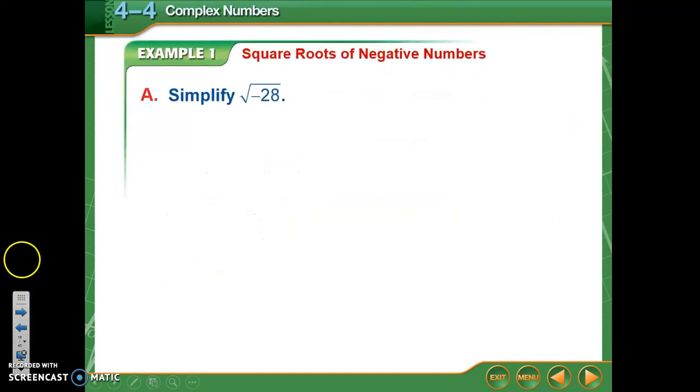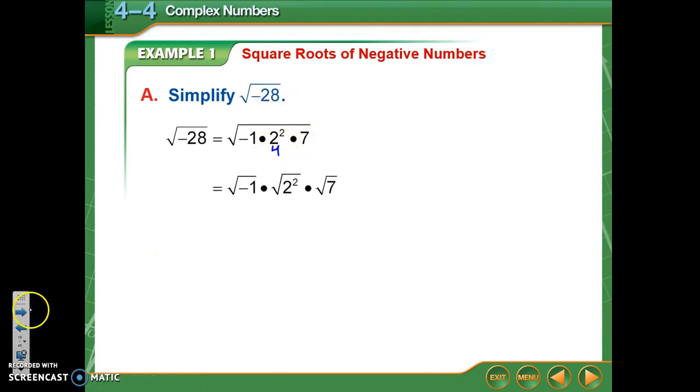So let's simplify the square root of -28. We're going to do this very similarly to what we did in the previous video, except we have a -1. So I have -1 times 2 squared, or times 4 times 7, because 28 is 4 times 7, and 4 is a perfect square. So I write all of those things out, and I replace the square root of -1 with i. The square root of 4, or the square root of 2 squared, is 2, and then the 7 stays under the square root. So I write that as 2i times the square root of 7.